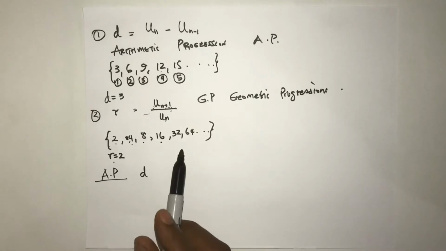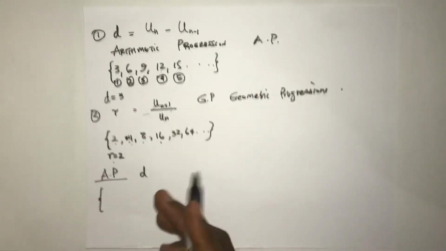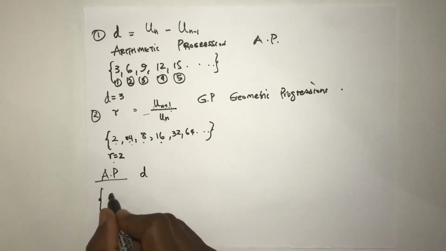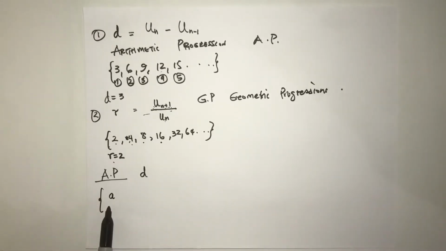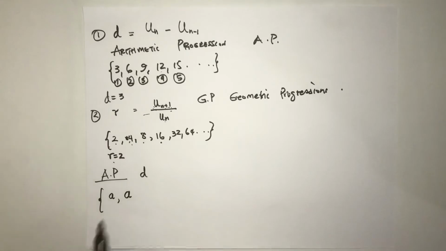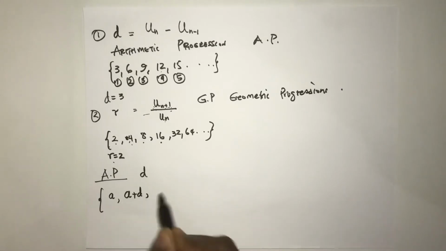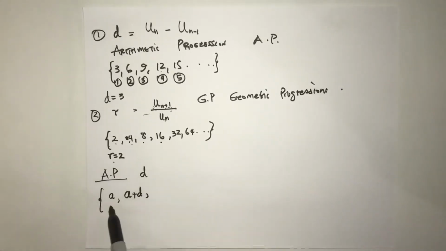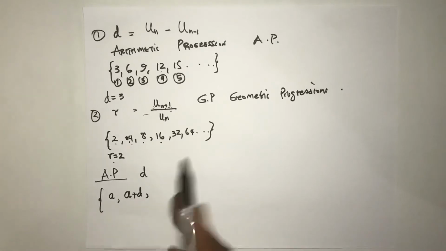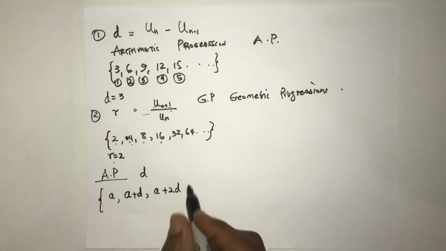So in general, we can look at the general notation for an AP. The first term, as I indicated before, is always denoted by A, and the second term would be denoted by A plus a common difference of D. So this would be A plus D. And the third term, in relation to the first term A and the common difference, would be A plus 2 times D.